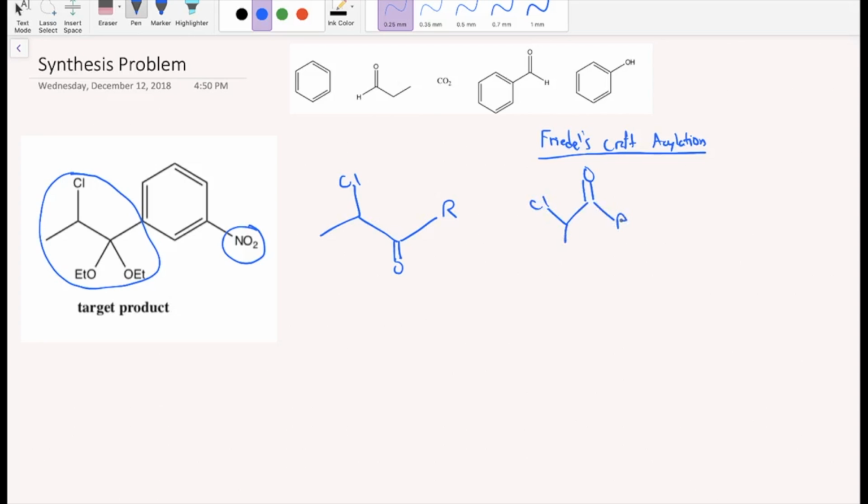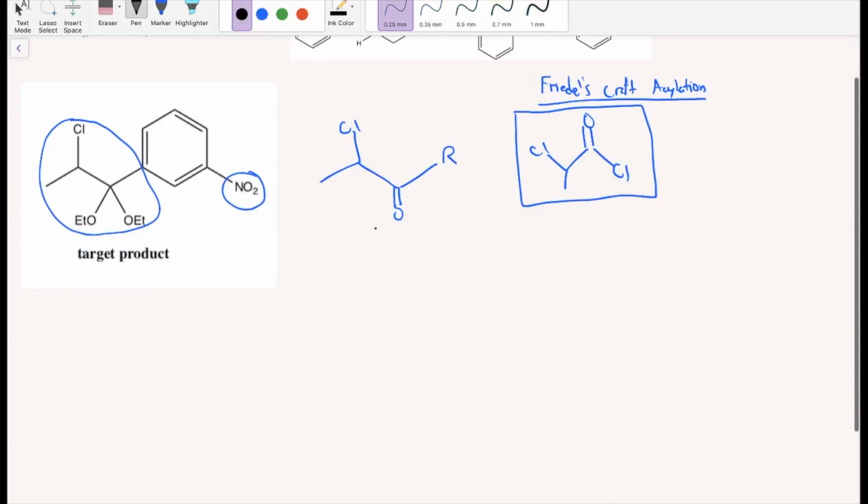Cl, and in this case I'd have to use a chlorine. I'd have to have a chlorine here before I add it. So that's going to be one of my goals: to make this thing right here, so I can eventually add it to that benzene ring. Let's not jump too far ahead of ourselves. Let's figure out where that benzene ring is coming from.